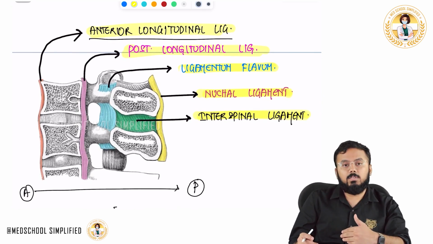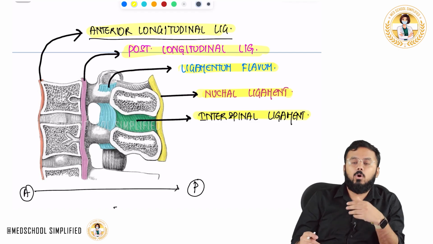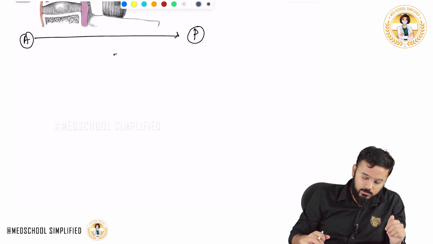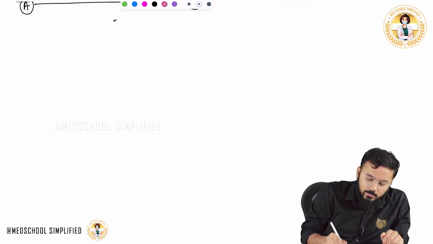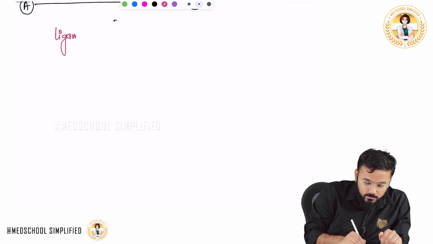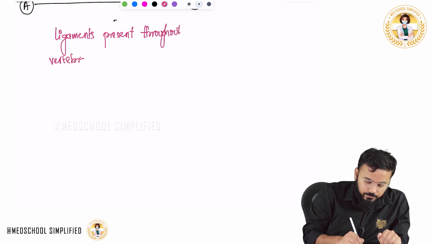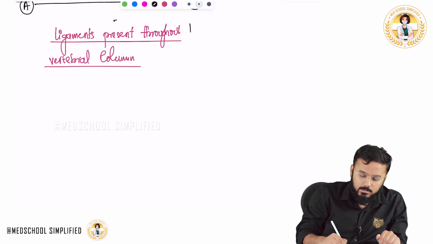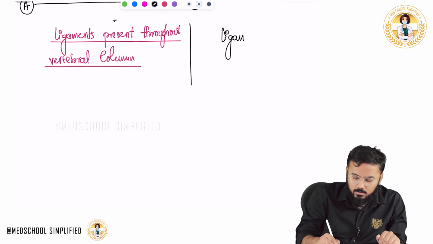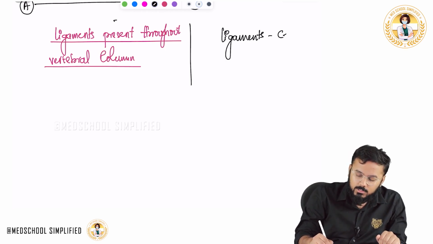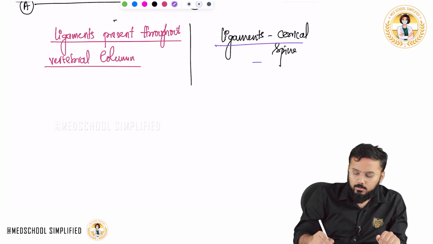Now out of these ligaments, which are present throughout the vertebral column and which are present only till the cervical spine? So we shall write down the ligaments present throughout the vertebral column, and let us see what are the ligaments present only to the cervical spine.